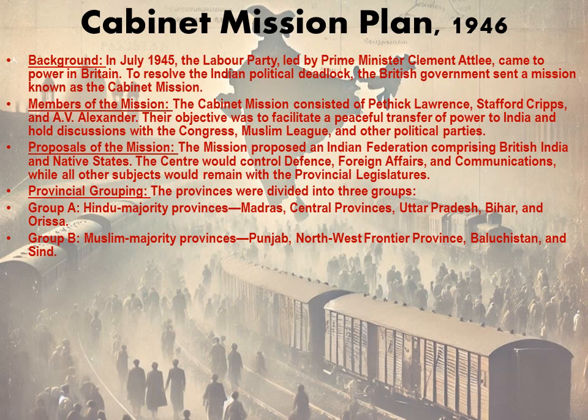Then there was Group B, which undoubtedly had Muslim majority provinces like Punjab, Northwest Frontier Province, which is also called NWFP, and Balochistan, and also Sindh. So these were the Muslim majority provinces which were grouped together. Group C had Bengal and Assam, because here the population of Hindus and Muslims was almost in the same ratio.